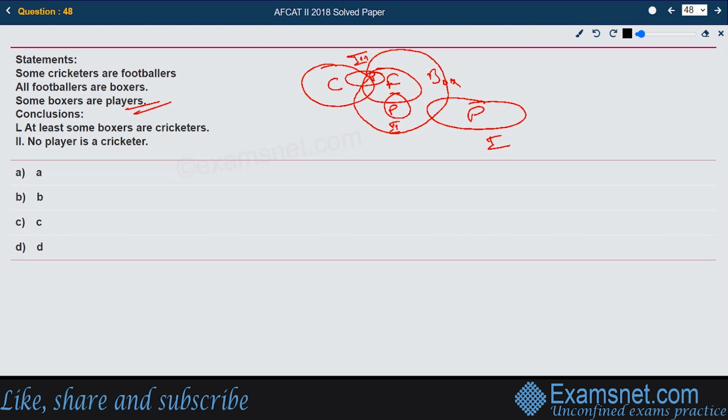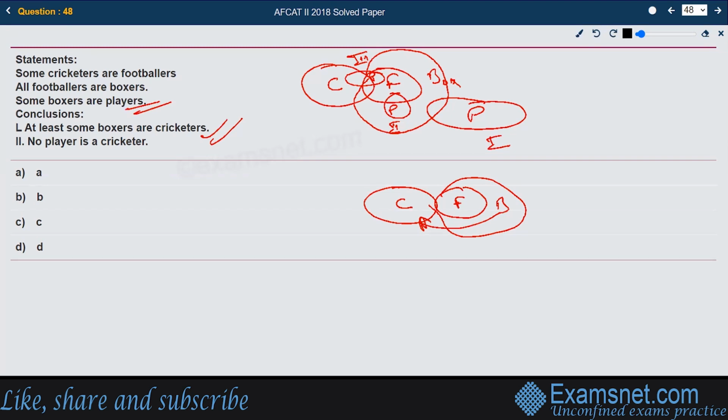He says some boxers are definitely cricketers, and that is right, because what happened was cricketers were footballers, and as soon as all footballers became boxers, boxers also started touching the cricketers. So at least some boxers are cricketers is going to be right always. So it is followed. Second one is no player is a cricketer.